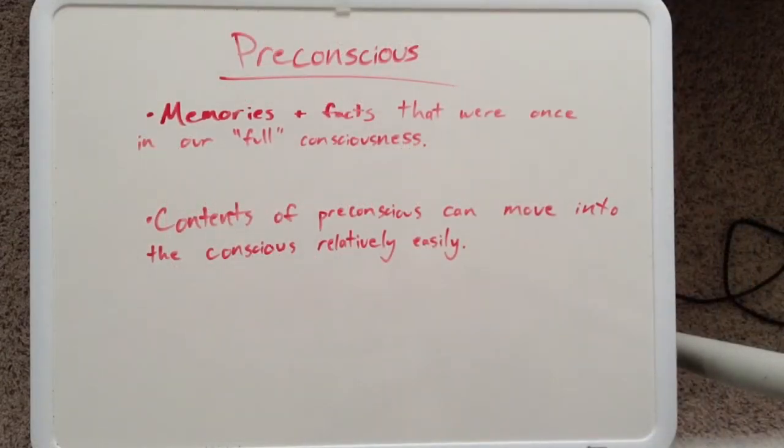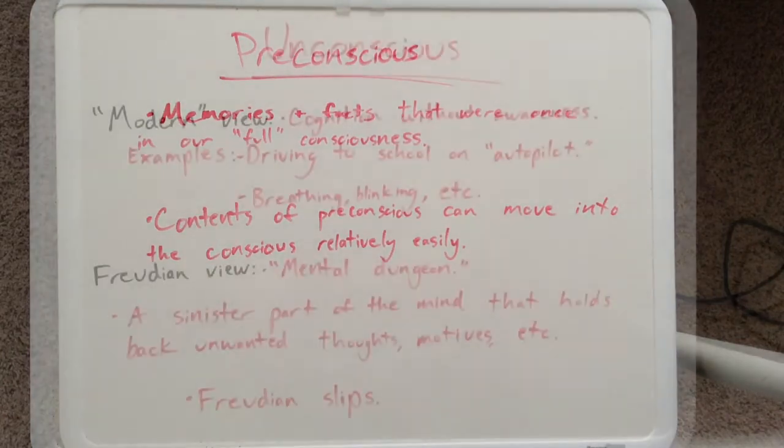So the preconscious is relatively simple and easy to understand. Basically, it contains facts and memories that were once in our direct consciousness. For example, you might think that the capital of the United States is Washington, D.C. Now, we all know that to some extent, but we're not actively thinking of it. So basically, it's lying in our preconscious. The contents of the preconscious can move into full consciousness relatively easily.